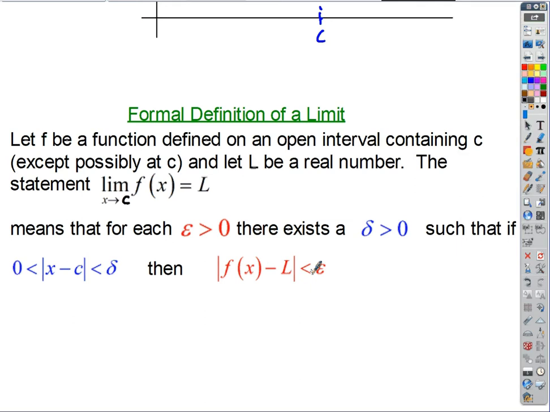Okay? Now that looks like a lot of mathematical gibberish. What does that mean? The absolute value of x minus c.